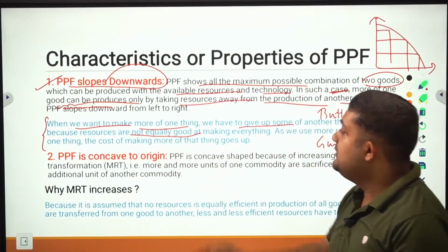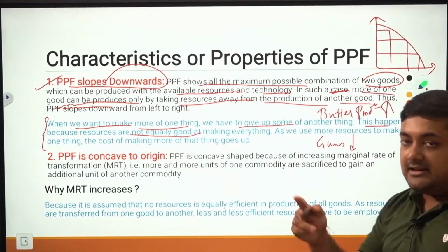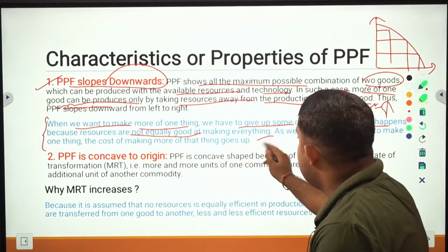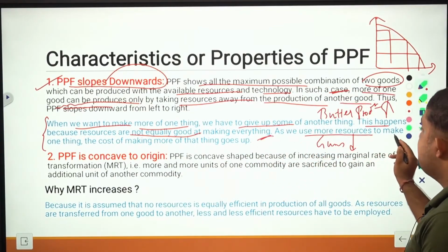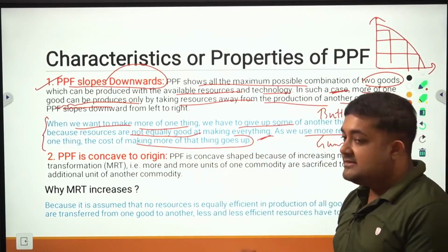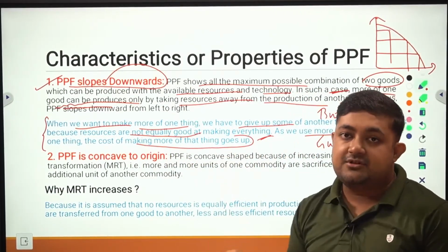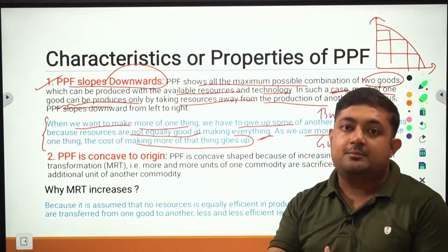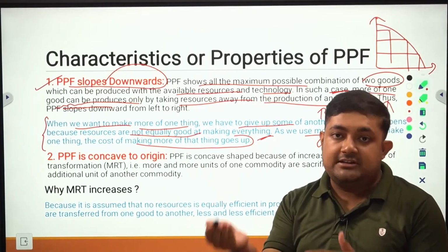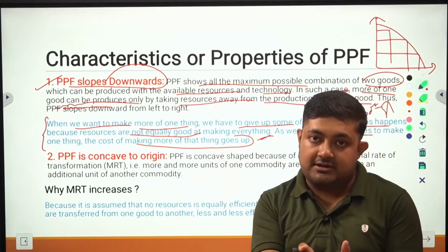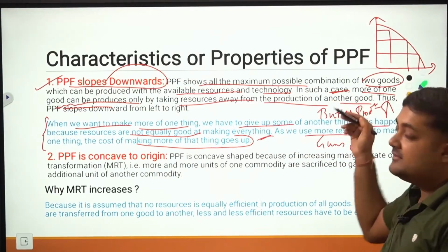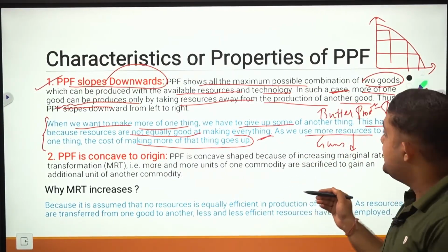This happens because resources are not equally good at making everything, for example bicycle and smartphone. As we use more resources to make one thing, the cost of making more of that thing goes up. Since we have already seen the assumptions of PPF, if we want to gain production of one commodity, then we have to sacrifice the other commodity. Therefore this is the reason why the PPF slopes downward.